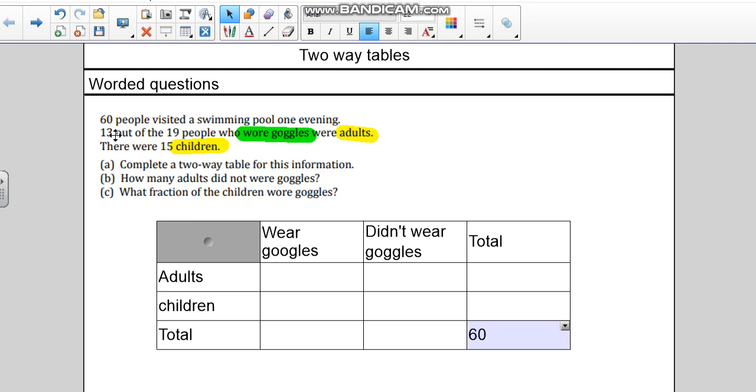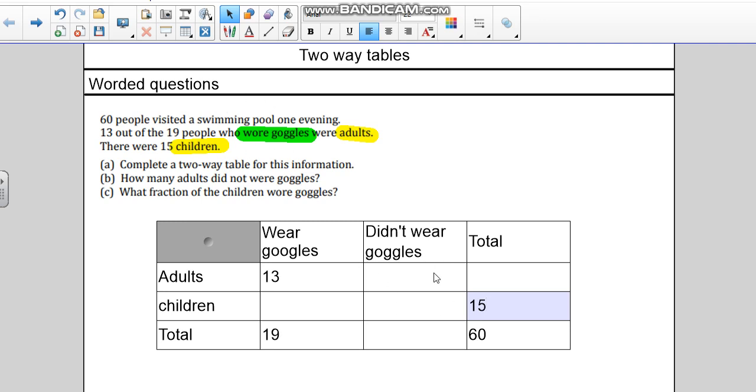So 13 were adults, and that's just looking at those who wear goggles. Here's the wear goggles. 13 out of 19 people who wore goggles. That tells me there were 19 that wore goggles to start with, and then 13 of those were adults. There's quite a lot of information in that one sentence. Then it tells me there were 15 children. Here's children. I don't know how many wore goggles and how many didn't, but I do know the total is 15. That's all the information I've got here.